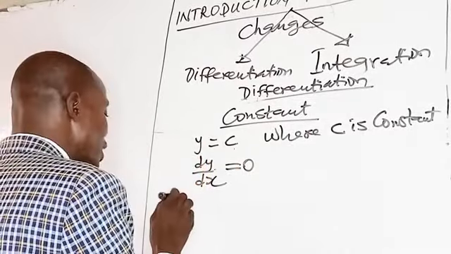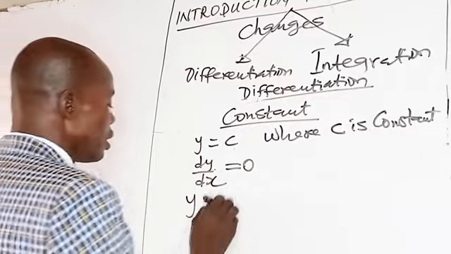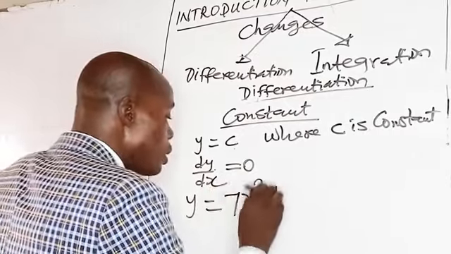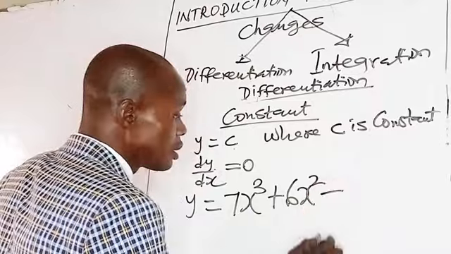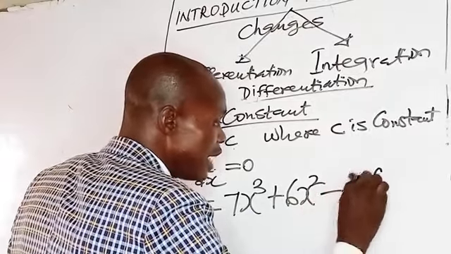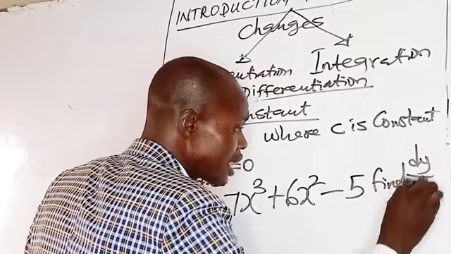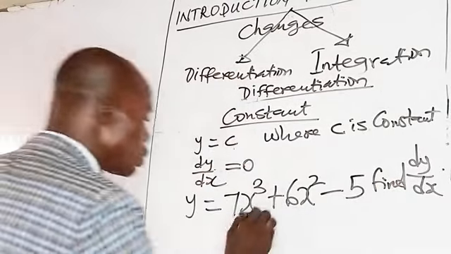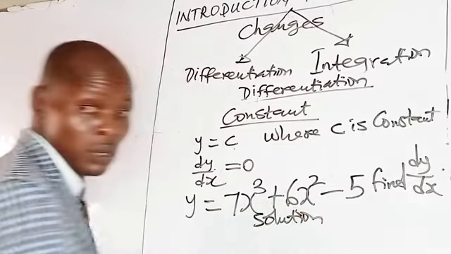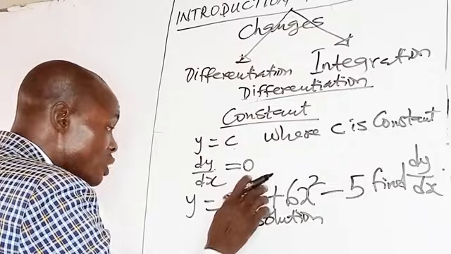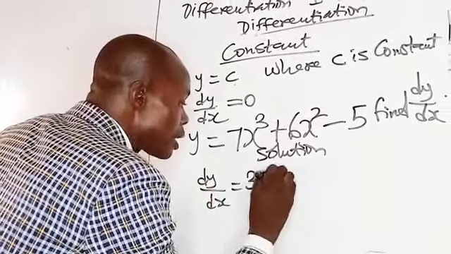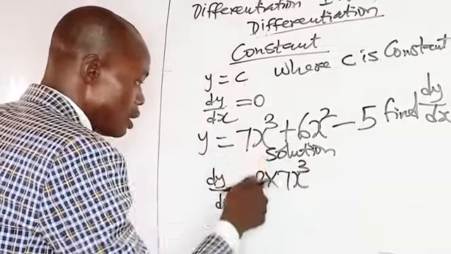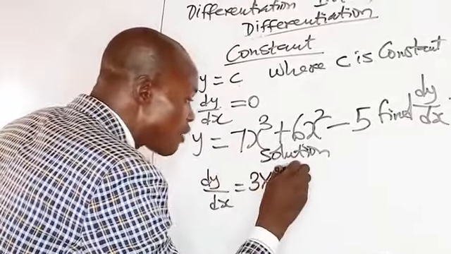Now let's illustrate that. If y equals 7x raised to power 3 plus 6x squared minus 5, find dy dx. Now let's have the solution. In line with the rule, we take the power, use it to multiply the function. dy dx equals, let's take the power, which is 3, 3 times 7x raised to power 3, then you subtract 1 from the power.